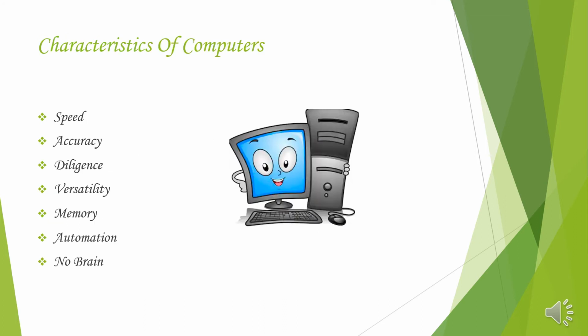A computer has a lot of predefined characteristics. When it comes to the characteristics of a computer, there are several types: speed, accuracy, diligence, versatility, memory, automation, and no brain.